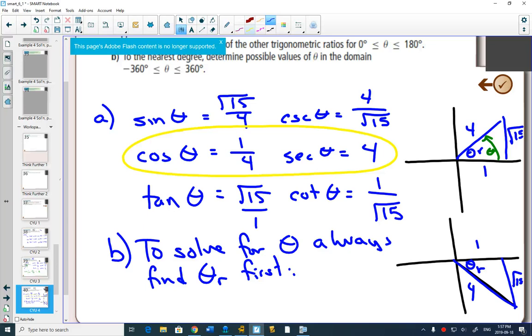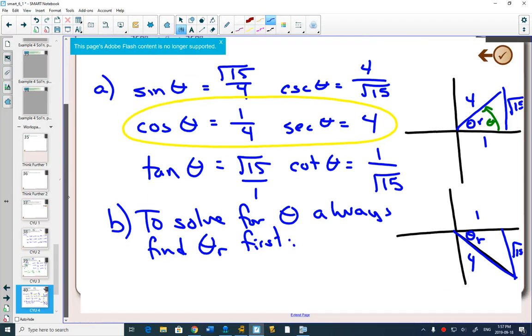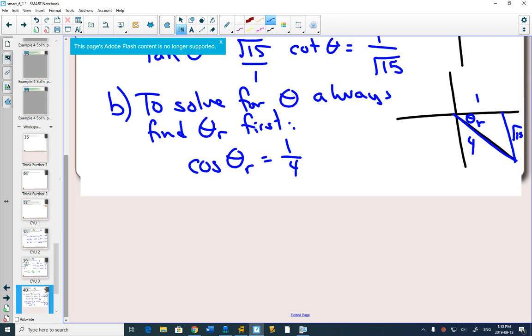Now I'm going to use cos of theta is 1 over 4. Are you okay if I say cos of my reference angle is still 1 over 4? Because in that triangle, either one, cos of my reference angle is 1 over 4. Going to have to go back to grade 10. How do we use our calculator to find an angle? What would you type in?